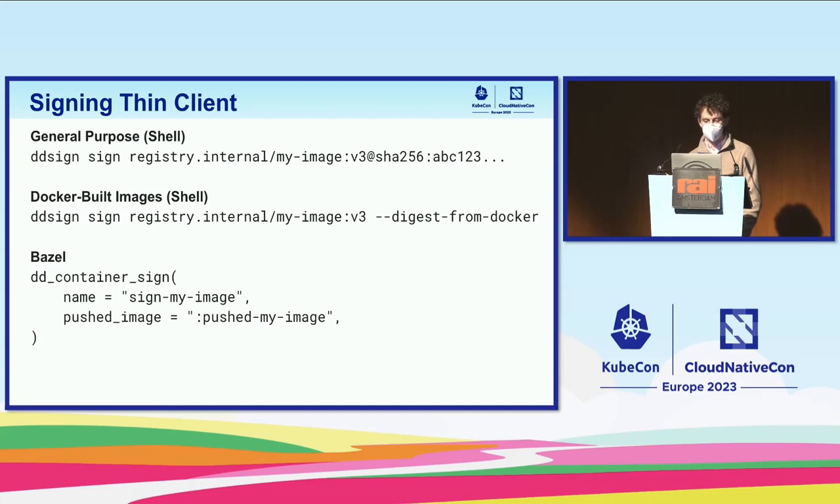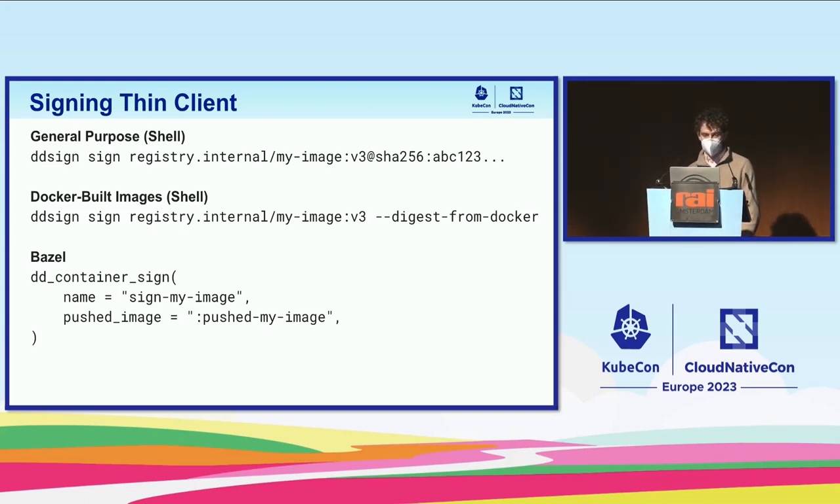And we also have helpers for specific types of image builds to make integration especially easy. So for Docker built images, we have an option that pulls the digest directly from the local Docker daemon in CI, so you don't need to write complicated shell scripts to do that. And we also have a custom Bazel rule that we use to sign Bazel built images. And this approach of having a signing service and then a thin client in CI has worked really well for us. And I'm going to touch on a couple of the reasons why we particularly like it.